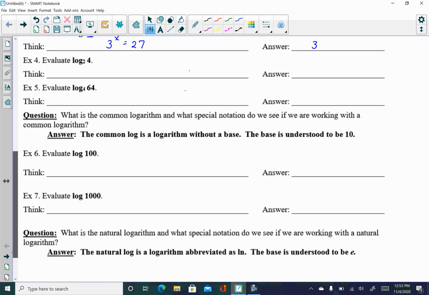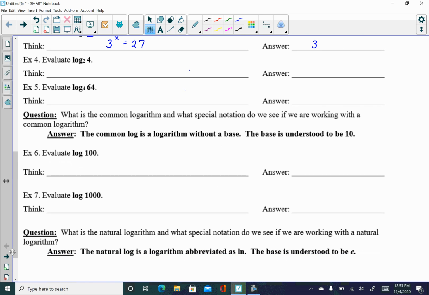All right, just below that, you'll see a question. It says, well, what is the common log and what special notation do we see if we're working with a common logarithm? And this is a preview of logarithmic functions, so you may have never seen a logarithmic function before. So if you haven't, the common log is a logarithm without a base. But if you don't have a base, that base is understood to be base 10. So for example, if you just see log of 12, then that is understood to have a base 10 sitting down there, okay?